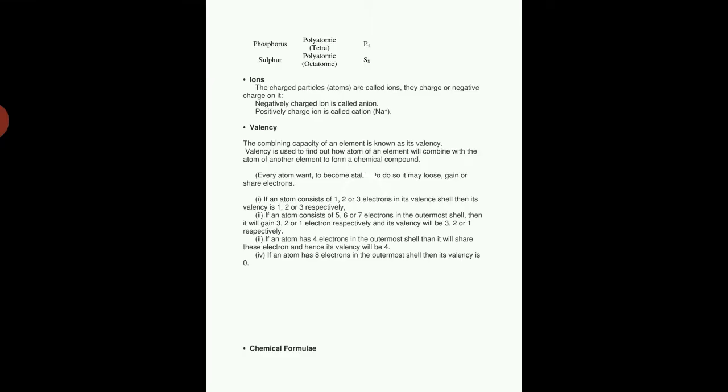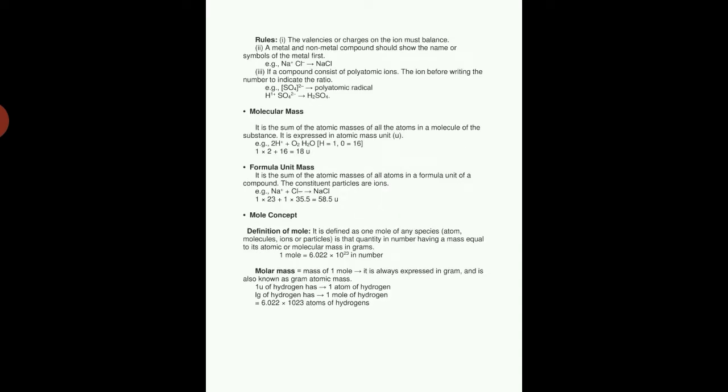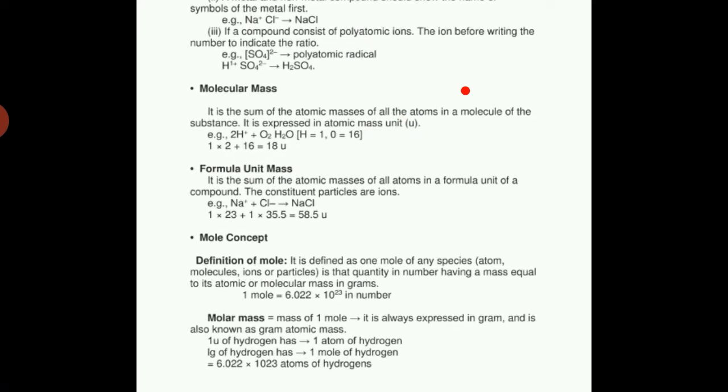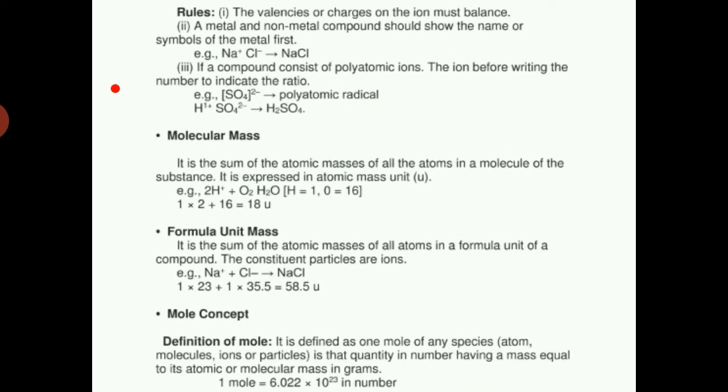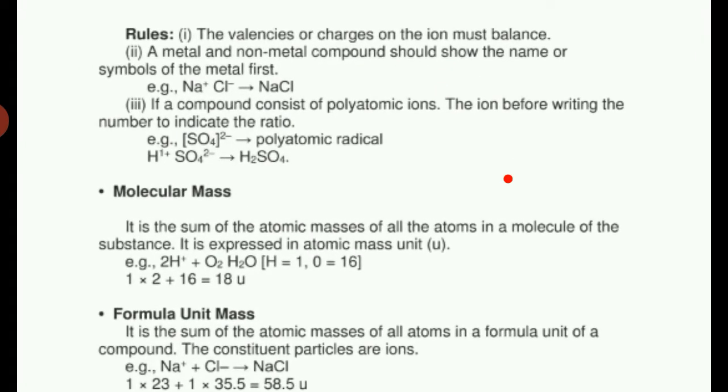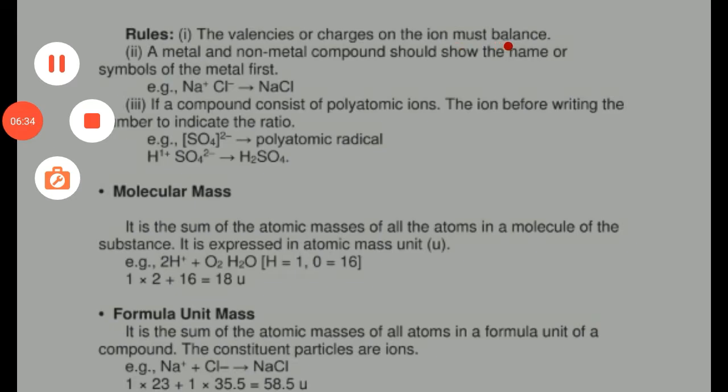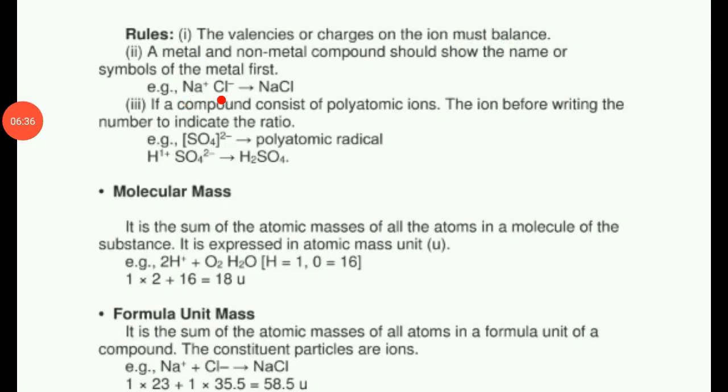What are the rules to combine? The valencies or the charges on the ions must balance. For example, Na positive and Cl negative, when both combine, they will form NaCl.